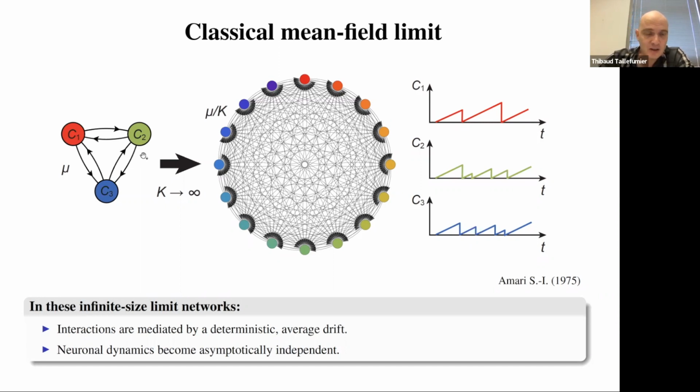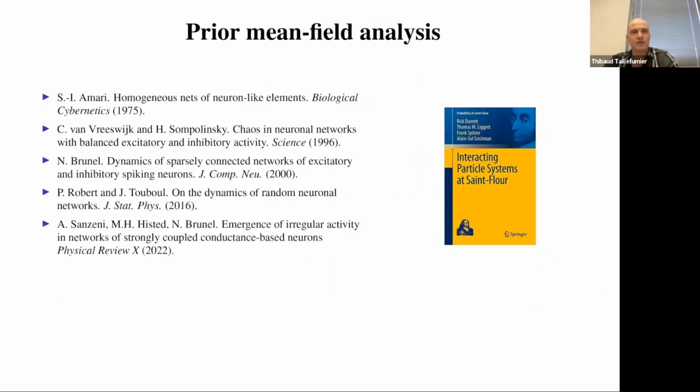Now the question is, is it going to be useful for the kind of question we tackle? If you want to answer that question, you have to look at what's been done in the literature, and there's an insane amount of work about mean field models. Here I'm just citing a few important works. By the way, I need to mention that perhaps a very seminal paper in that field, which introduced the balanced kind of mean field limit, is from Carl van Vreeswijk, which I put here.